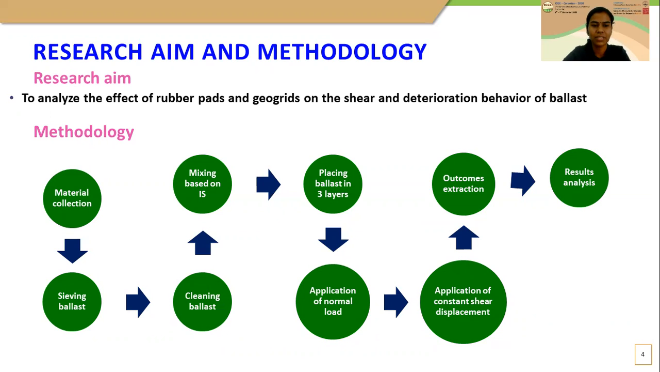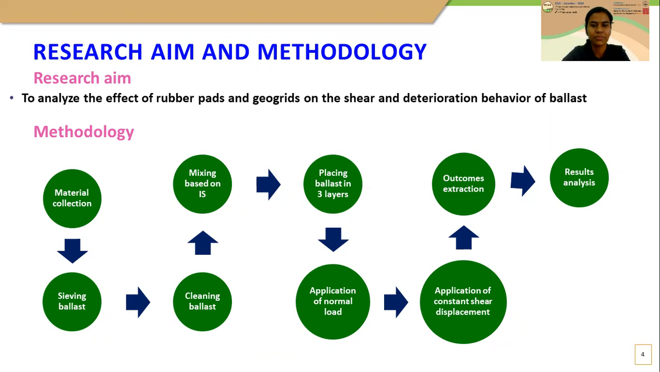Initially, materials were collected. After that, ballast was sieved using 20, 25, 37.5, 50, 53 and 63 millimeter sieves to get the samples in each sieve interval according to the Indian standards. After that, ballast was cleaned using clean water. Then it was mixed based on IS standards.